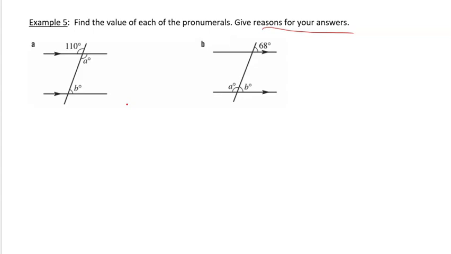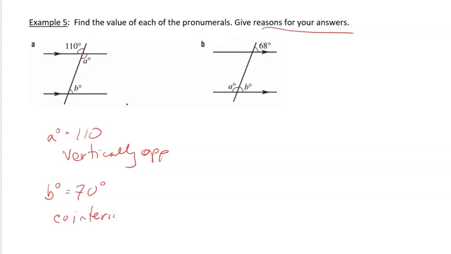Cool. So A degrees is equal to 110. And the reason for this is because they are vertically opposite. So here's the vertex. They're vertically opposite. So what is B going to be? I think B is going to be equal to 70 degrees because they are co-interior. And 110 plus 70, which is what I decided it would be, is going to equal 180.